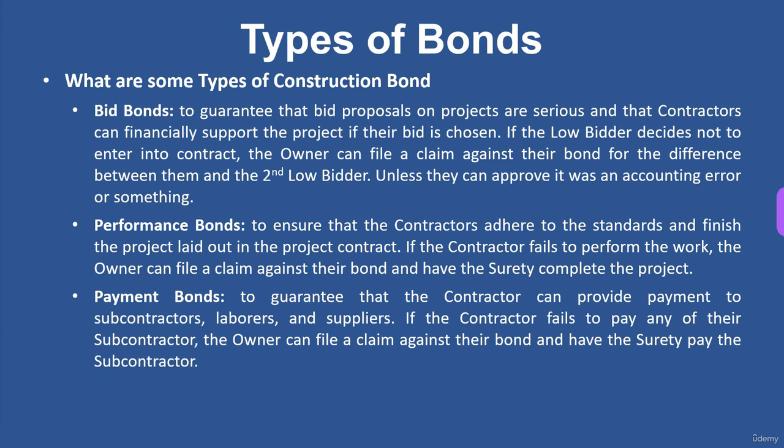If the low bidder decides not to enter into contract, the owner can file a claim against their bond for the difference between them and the second low bidder, unless they can prove that it was an accounting error or something. So basically, if you have 5 bidders and they're all around the $2 million range, and the low bidder comes in at 1 million, well, obviously he missed a big piece of scope or something. He shouldn't be that low. So you can actually go after their bond for the difference between the million and the lowest bidder, which may be 2 million. So typically, I haven't seen that happen.